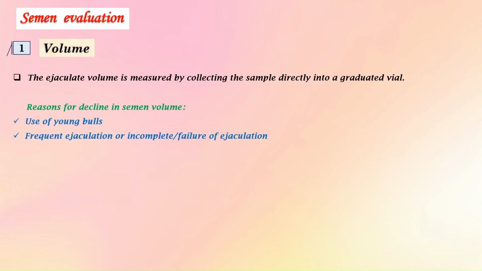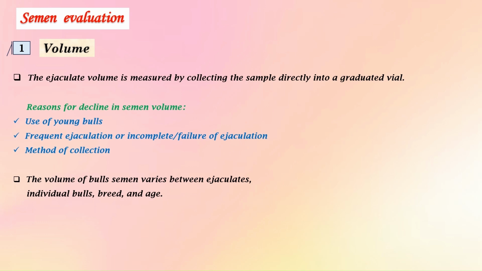Semen evaluation. The semen is analyzed for various factors. The first factor is volume. The ejaculate volume is measured by collecting the sample directly into a graduated vial. Possible reasons for decline in semen volume include use of young bulls, frequent ejaculation, incomplete or failure of ejaculation, and method of collection. The volume of bull semen varies between ejaculates, individual bulls, breed, and age.